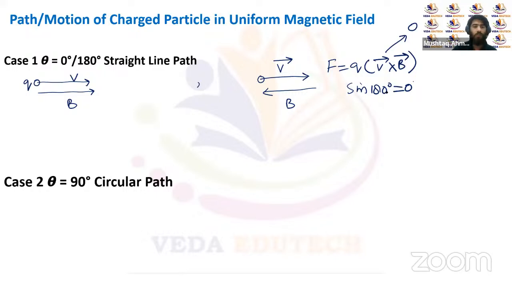So there are two conditions where the particle will have a straight line path. One, the velocity of the particle is parallel to the magnetic field, and two, the velocity of the particle is anti-parallel to the magnetic field.